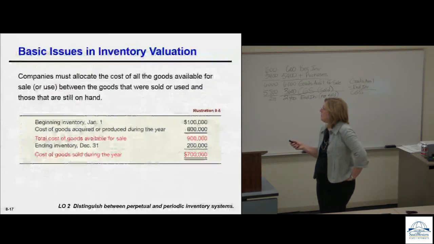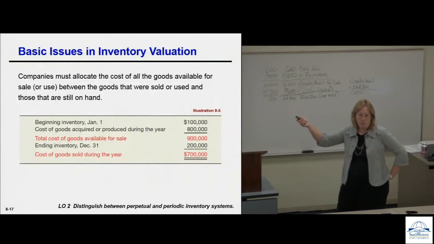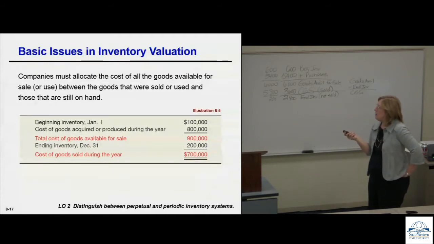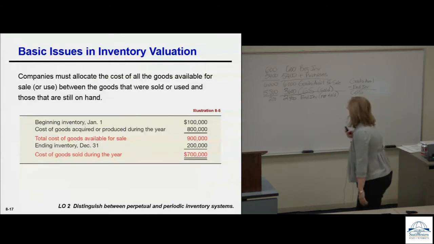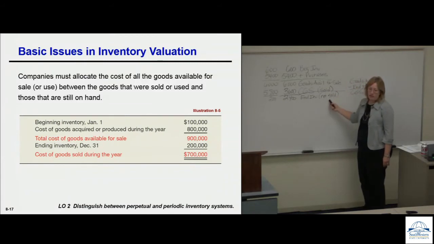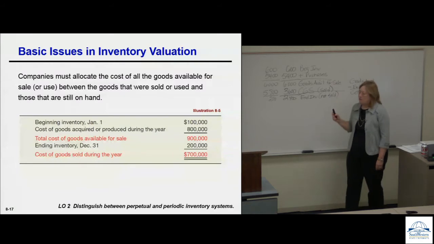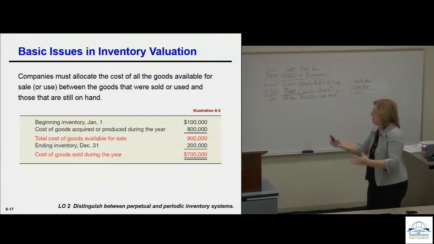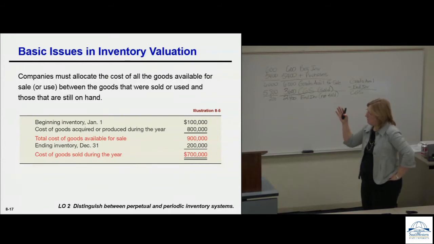This is the same stuff we've been doing. How does this formula work? So here's another example of this formula. We have all these goods available for sale, and we can either sell the goods or not sell the goods, right? These are our only 2 choices. So cost of goods sold and ending inventory is derived from that goods available for sale number.